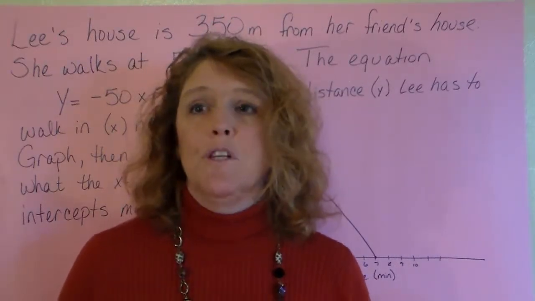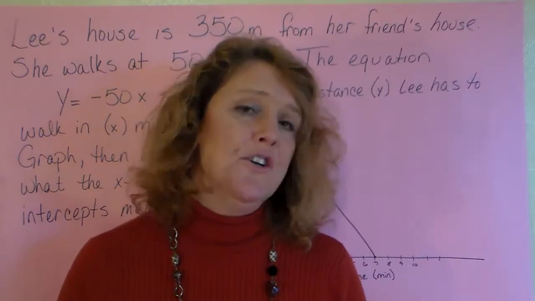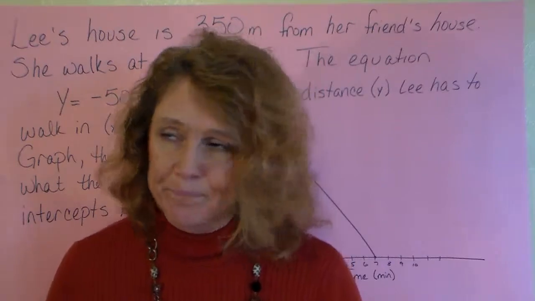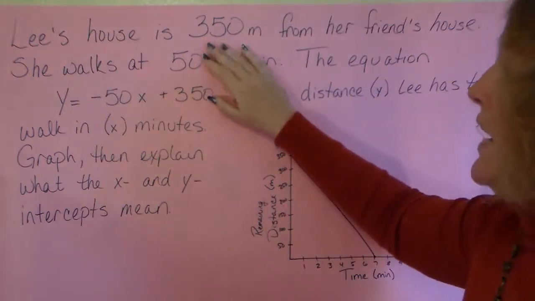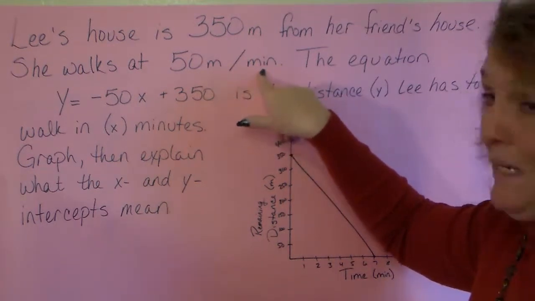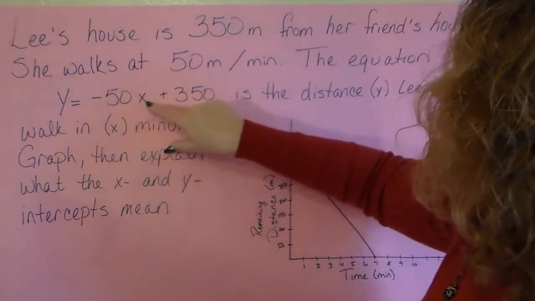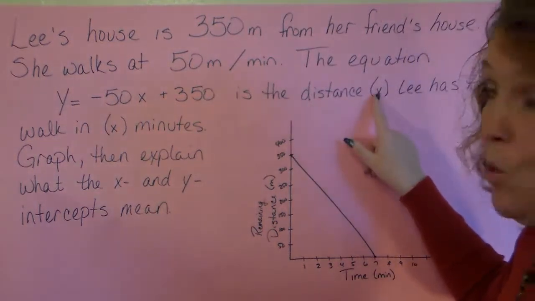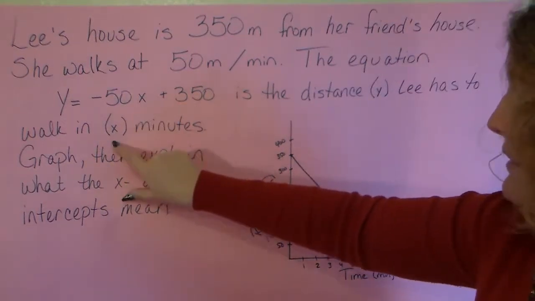Now, the word problems on this particular assignment ask you to understand what it is that you're talking about. So let me walk you through one. Lee's house is 350 meters from her friend's house. She walks at 50 meters per minute. That's her rate. The equation y equals negative 50x plus 350 is the distance, and distance is y, Lee has to walk in x number of minutes.